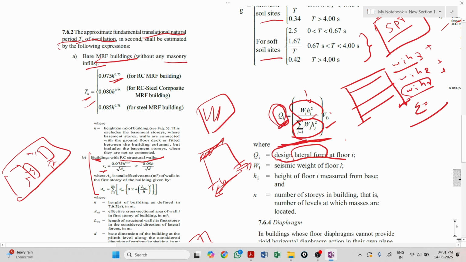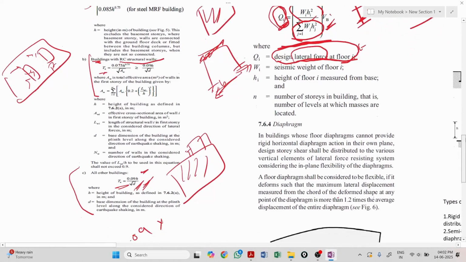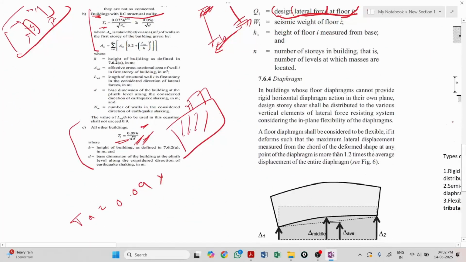This is the thing that we need, that is the design lateral force for this floor. And if you want to find it for the second floor, we need to multiply VB with this floor, and that will give it here. And in the same way for this one. So all the floors will be done. Once we find what the force acting is, we should know what a diaphragm is.